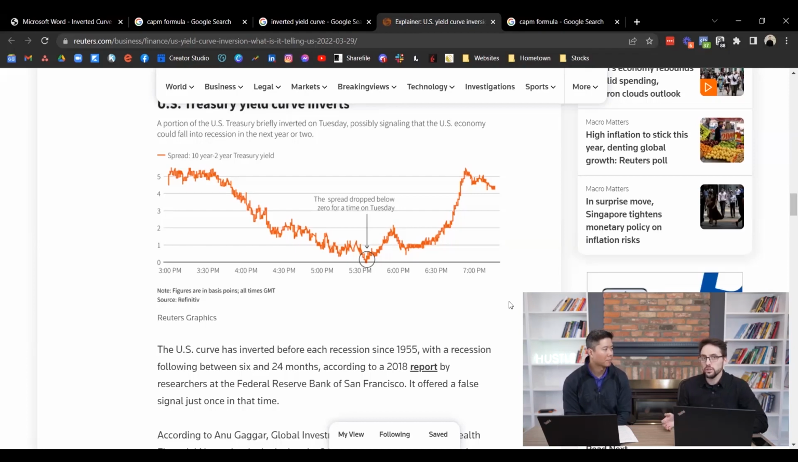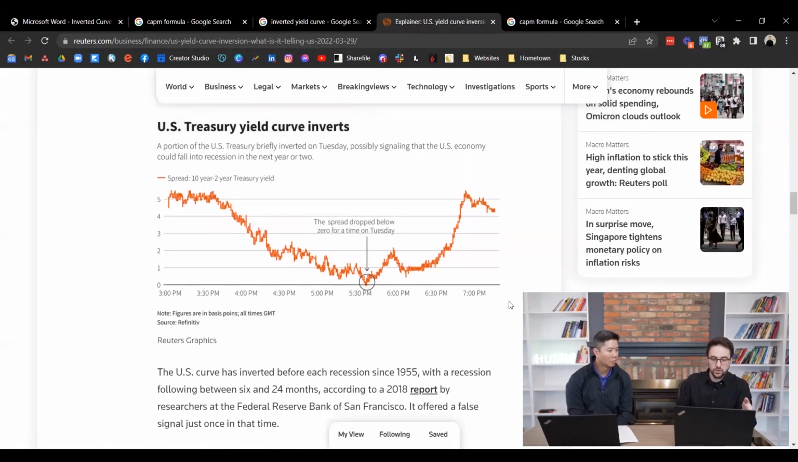Usually, if you have your money tied up for a longer period of time, you want a better yield. You want more return on your money. And that's usually the case. If you buy 10-year bonds, you're going to get a slightly better yield than a 2-year bond. On Tuesday, that spread, the graphic that you see here of the U.S. Treasury yield curve, usually there's more value in the 10-year. Well, for a brief moment on Tuesday, there was actually more value in the 2-year.